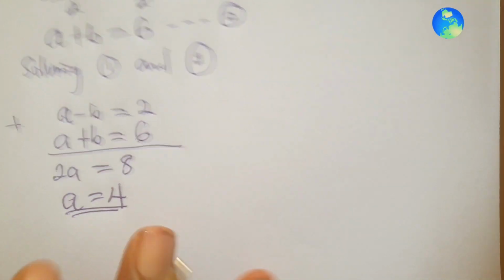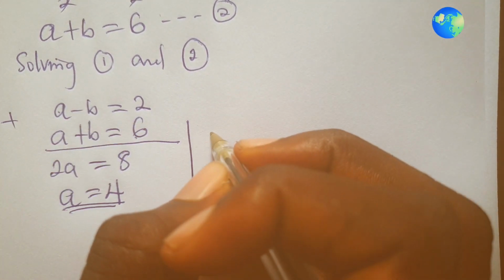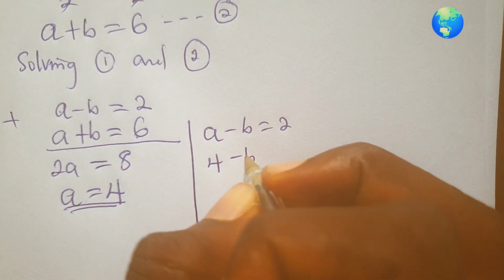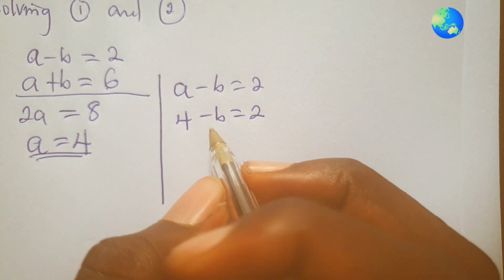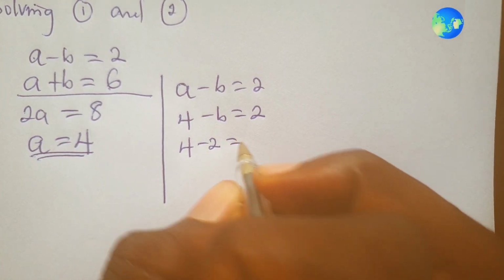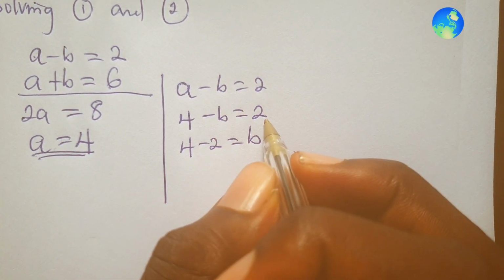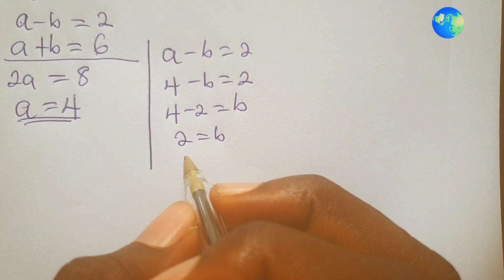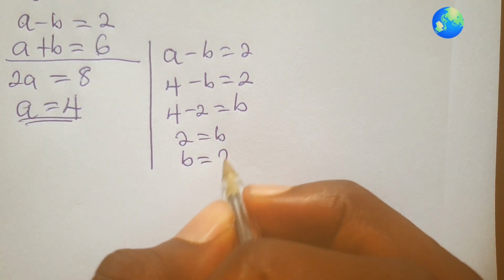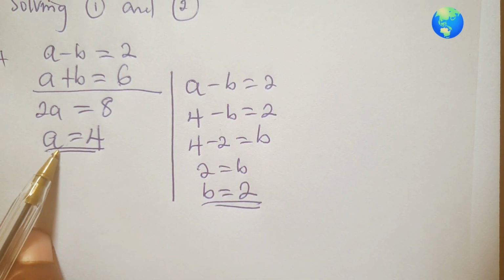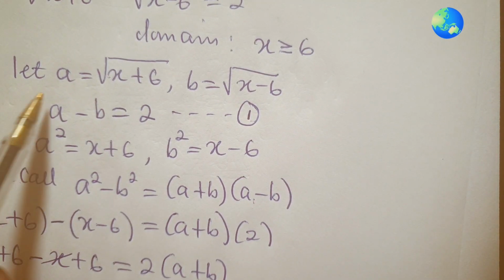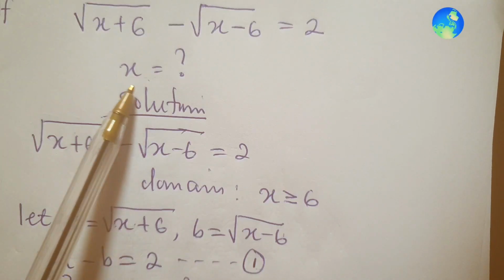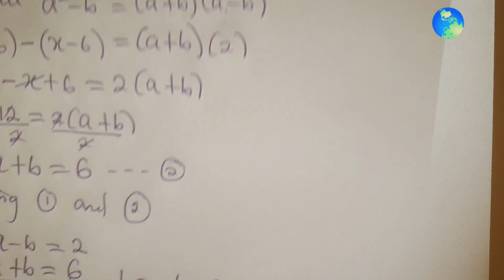Now, if a is 4, what is b? I can solve for my b here. I have a minus b to be 2. So a is 4, so 4 minus b equals 2. So I can have 4 minus 2 equals b, when b crosses and this comes back here, right? So we are having 2 to be b, or people will like to see b equals 2. So if a is 4, b is 2. Recall that we said let a be this and b be this. So let's put it back to get the exact value of x that the equation asked us to find.